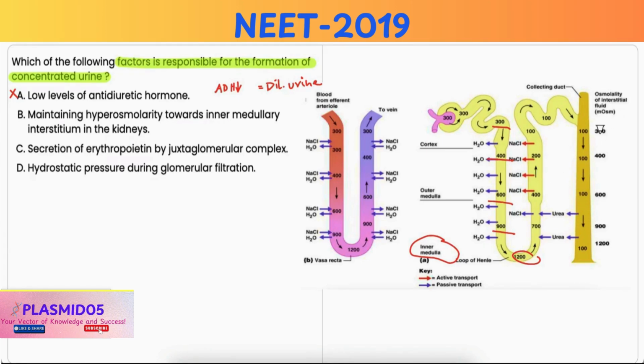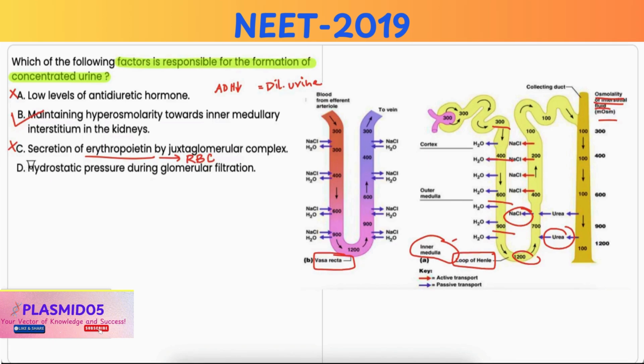And the high osmolarity is achieved by the counter current multiplier system in the loop of Henle in association with the vasa recta, and definitely in the presence of urea and NaCl in the inner medulla. Hence, it is the correct option. Option C, secretion of erythropoietin by the juxtaglomerular complex. It is incorrect because erythropoietin is a hormone which is involved in the formation of RBC, but it does not play a direct role in urine concentration.